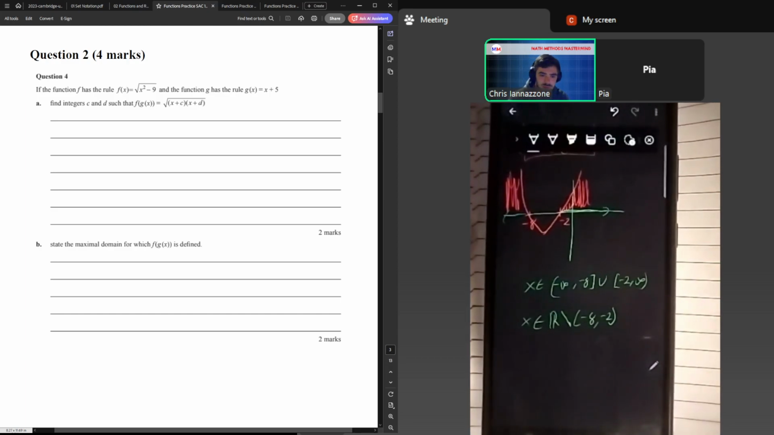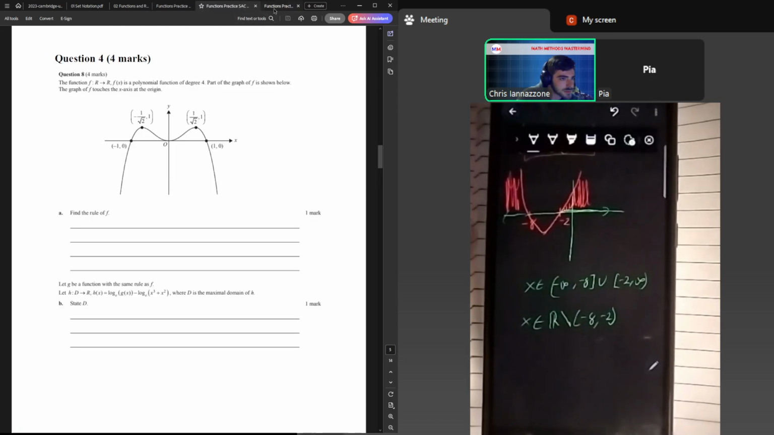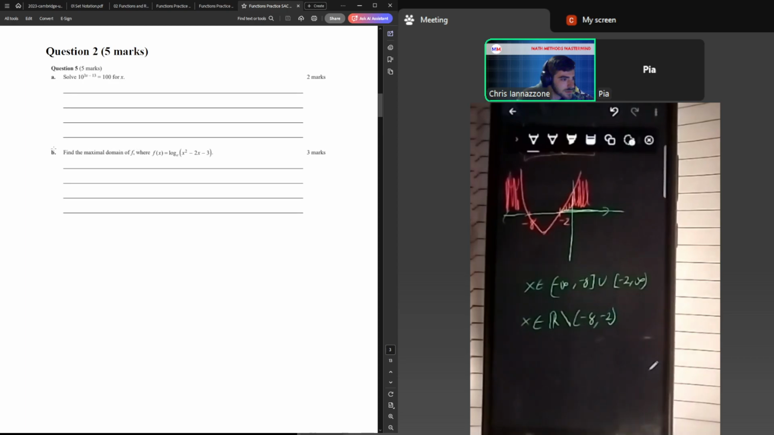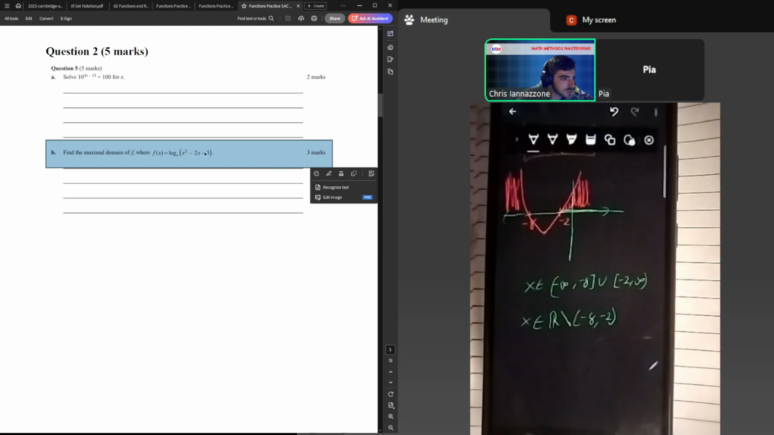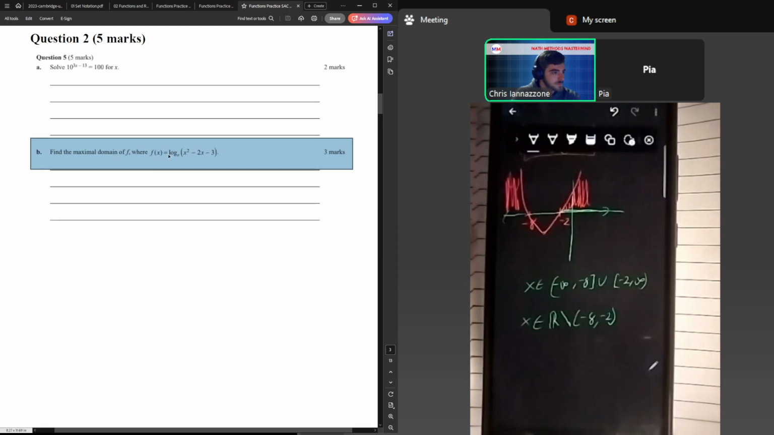Fair enough on how that works? Yep. Sweet. Because you're going to do it again in another question, which is part B of question 2. Exact same idea.